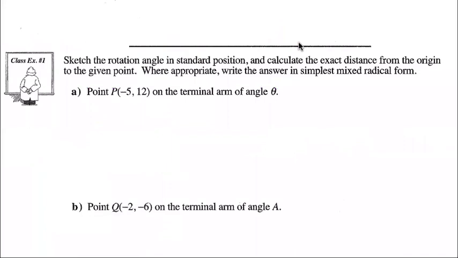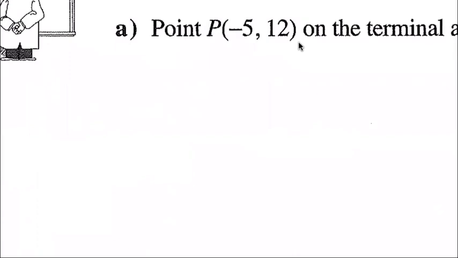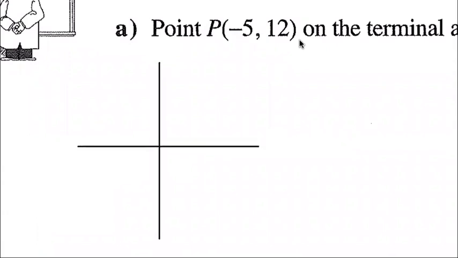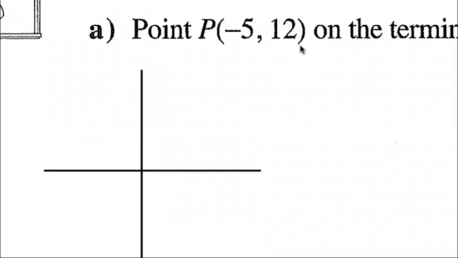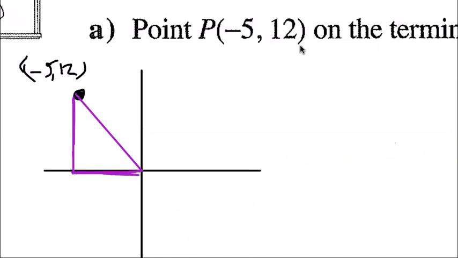So first we're going to start with a coordinate grid. Negative 5, 12 might be up here somewhere, totally not to scale. They want us to figure out the distance from the origin in simplest mixed radical form. So really, this is our triangle. Here's our one side, here's our other side, and this makes our 90-degree angle. This distance is negative 5, this distance is 12, and we need to find r.